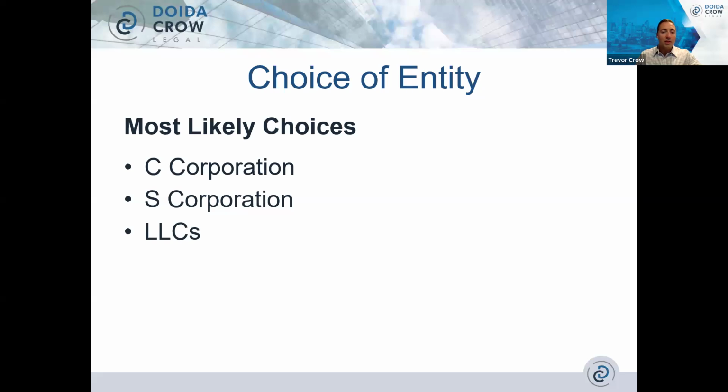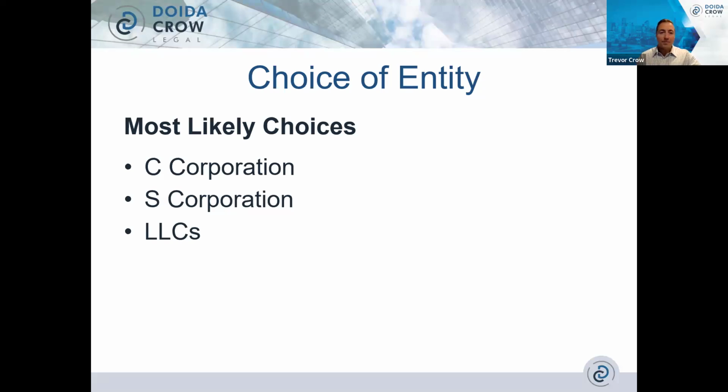And so, the most likely choices when it comes to what we're dealing with, small, medium-sized businesses, it really comes down to either C corporation, S corporation, or LLCs. Every now and then we'll have other entities like partnerships. For example, if it's a private equity fund or a venture capital fund or something like that we're dealing with, or if you have a certain ownership makeup, for example, if you have Canadian investors, we would have to form it as a partnership as opposed to an LLC in that situation.